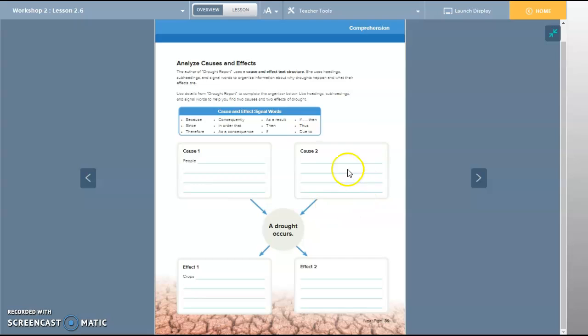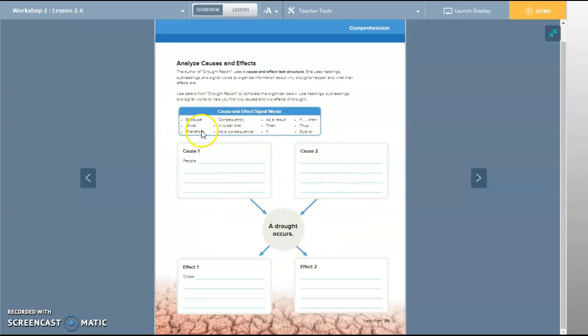So you're going to come up with 2 causes. To complete the organizer below, use headings, subheadings, and signal words to help you find 2 causes and 2 effects. I'm going to put responses here for you to get an example. People use too much water. What's an effect of that? Crops are ruined. There are low amounts of rain or snowfall. Effects: people get sick and sometimes die. You guys can come up with more.